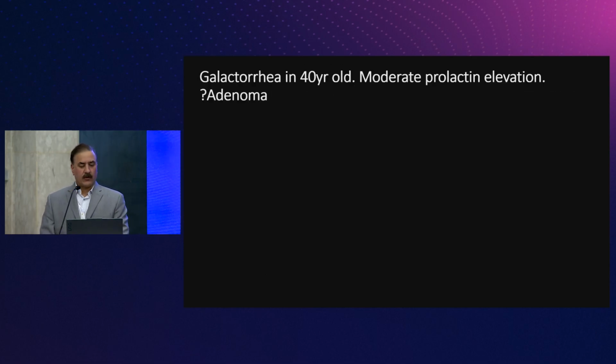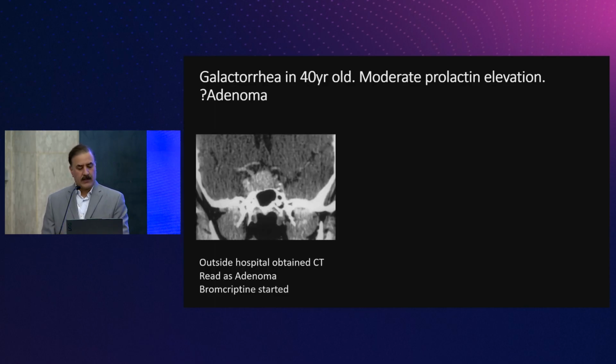Okay, this is a patient with galactorrhea and moderate elevation of prolactin. You see this on CT, done at an outside hospital for this patient. They thought this is a macroadenoma of the pituitary gland, though most macroadenomas of the pituitary gland are of null cell type. They're not hormonally active. They cause more problems because of their mass effect. But the patient had some elevated prolactin levels, so they thought this is an adenoma, and they started the patient on bromocriptine.